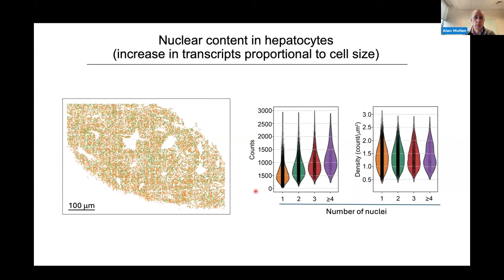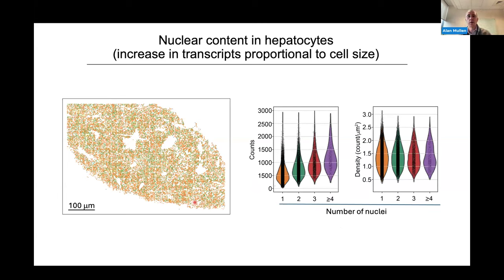So one question we had was whether or not these hepatocytes, single versus multinucleated, were distributed evenly across the zonation of the liver, or if they were enriched in certain areas. And the short of what we found is that there is no bias in terms of zonation. What we're looking at on the left side is a distribution, orange versus green, of all of the hepatocytes that have one nucleus versus those that have two, three, or four. We do not see any enrichment towards any specific zones.